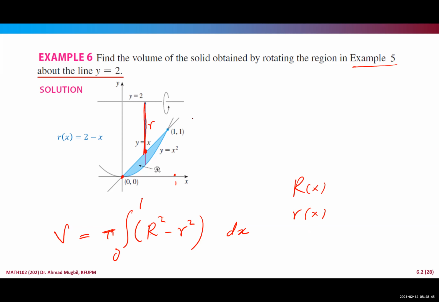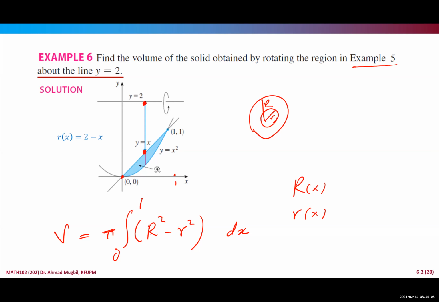If you rotate it, you will have a hole like this. This will be r small, and the distance from here to here will be R capital. I made them with colors, ya shabab. Let me start with r small. R small will be the distance from this point to this point.